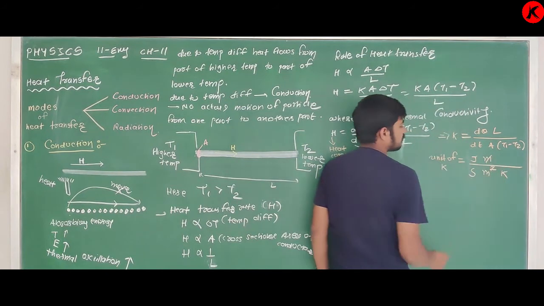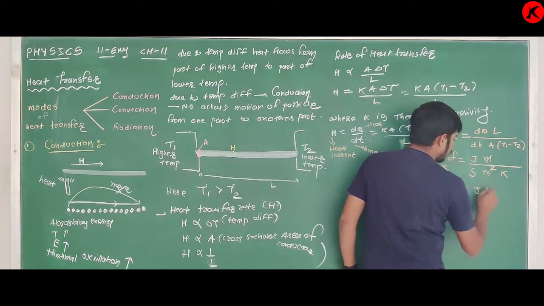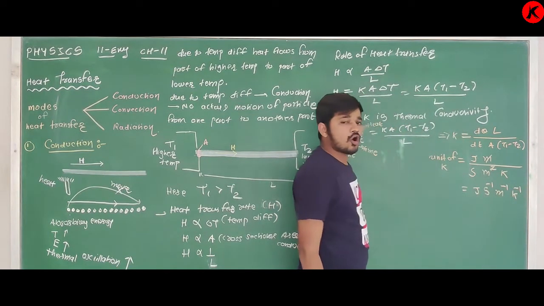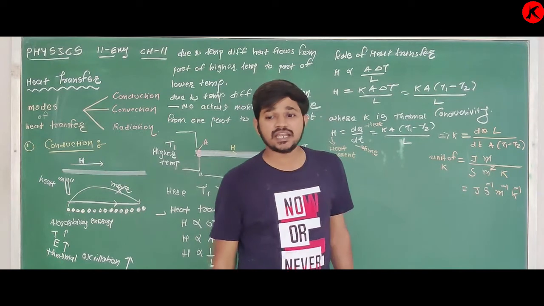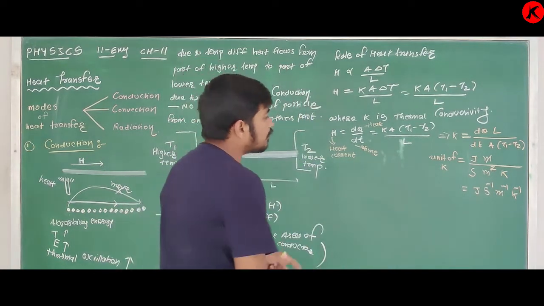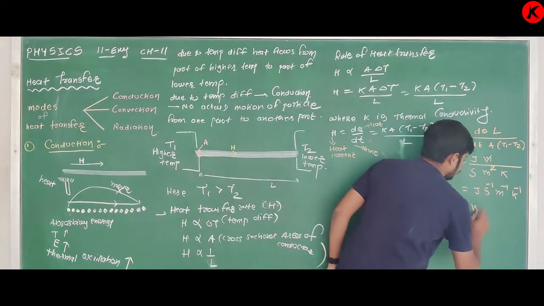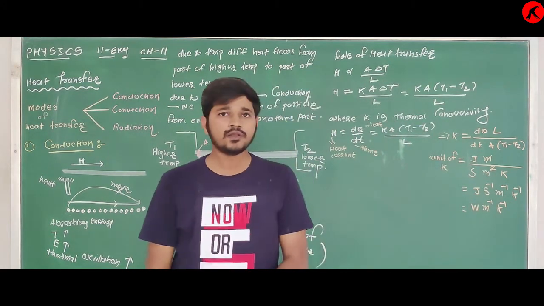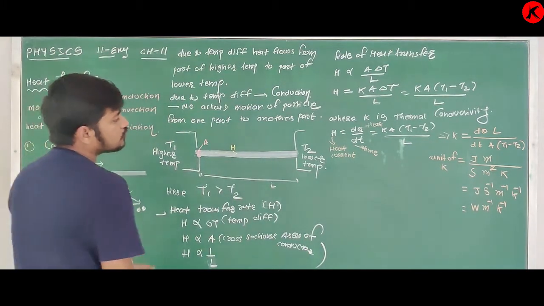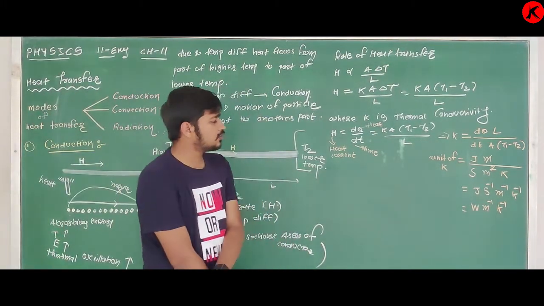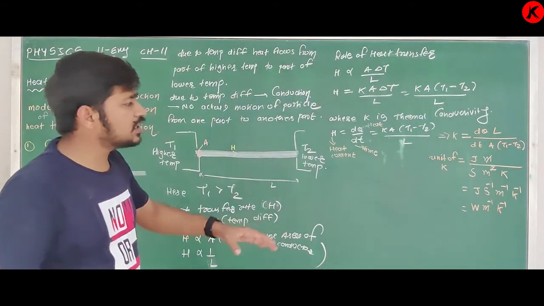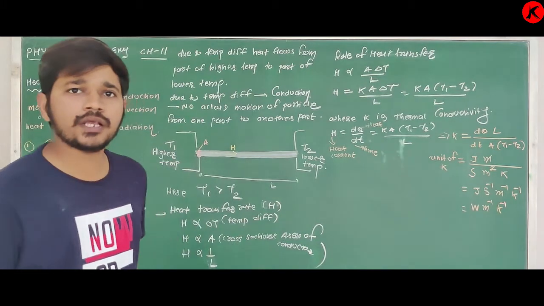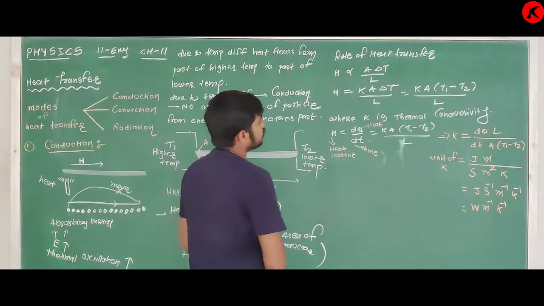So one meter cancels with one meter. So the unit is joule, second inverse, meter inverse, Kelvin inverse. Or joule per second, energy per unit time, is called power, means watt. So the unit is watt, meter inverse, Kelvin inverse. Clear? So you have to remember the unit of K, thermal conductivity: joule per second per meter per Kelvin, or watt meter inverse Kelvin inverse. It is one equation that you have to remember.